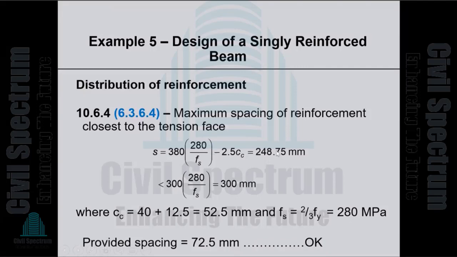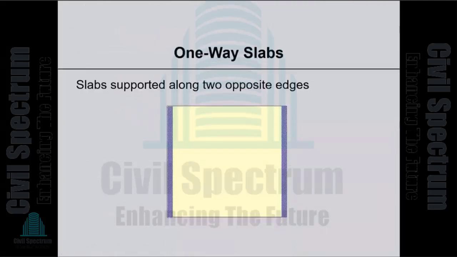In calculating this number and that number, we have used an f_s equal to 2/3 of f_y, which is 280 MPa. And the c_c that is required here is not clear cover, this is cover to the center of the reinforcement. So 40 millimeters of clear cover plus half the bar diameter, that is c_c. Okay. So we have provided a spacing of 72.5 millimeters, that is way below the maximum that we are determining. So we are quite okay with the spacing of reinforcement.